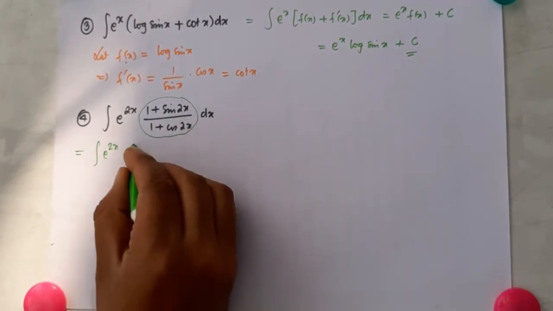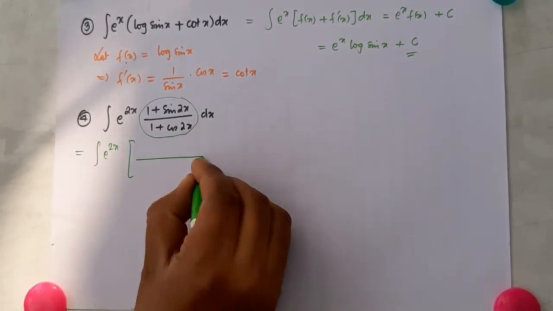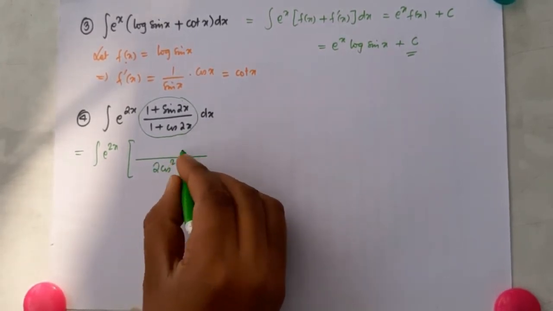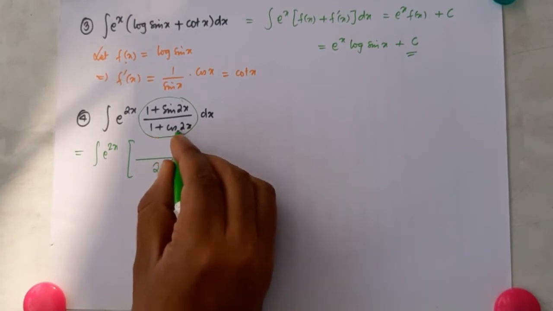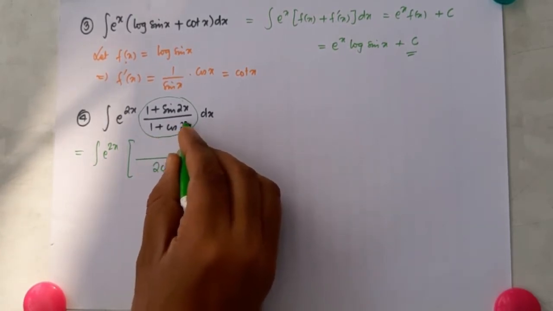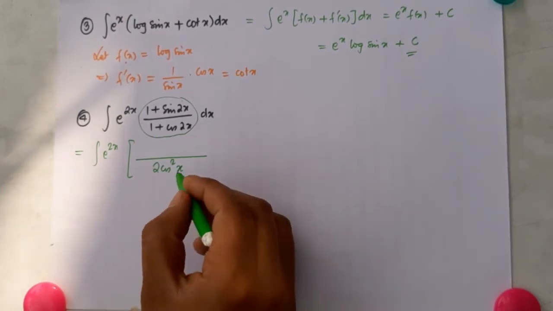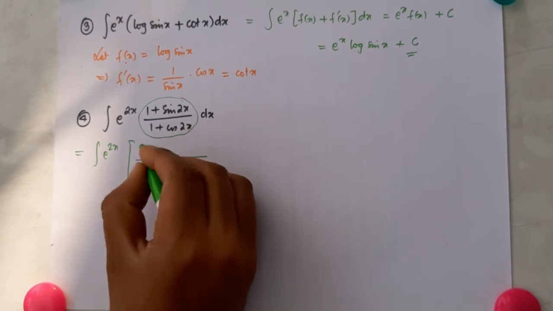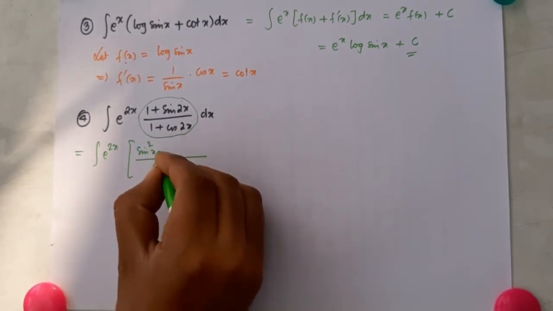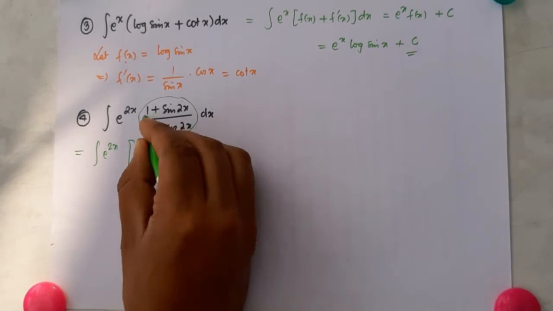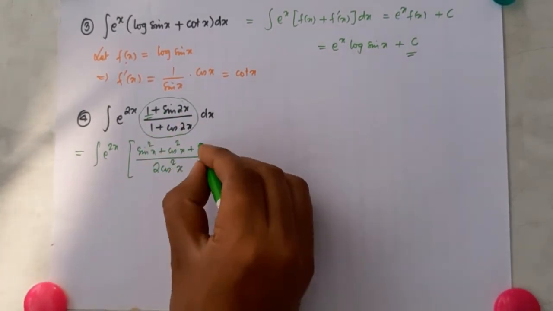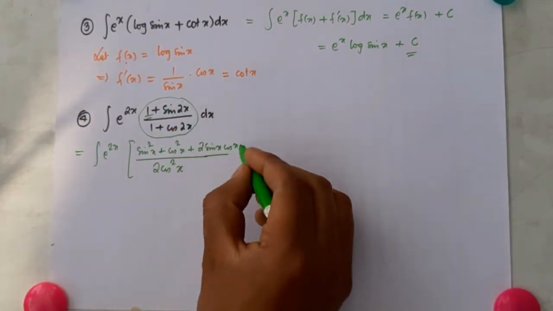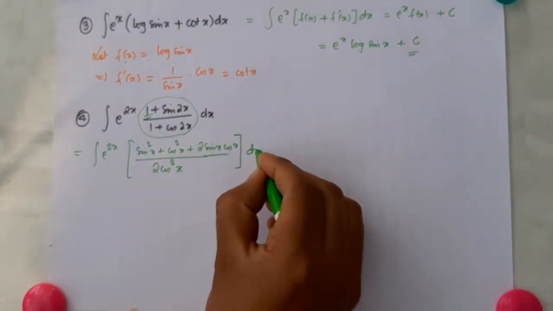Okay, so let's put the values out here. You know that 1 plus cos 2 theta is 2 cos square theta. That is the half of this. So this becomes just 2 cos square x. And can I write this as sine square x plus cos square x instead of this one? Yes. Plus we have 2 sine x cos x instead of this sine 2x. And we have dx here.